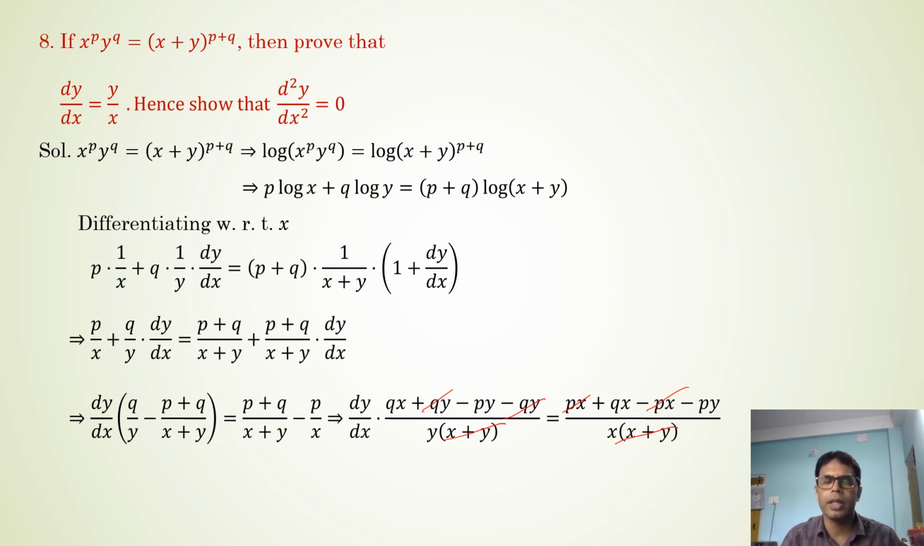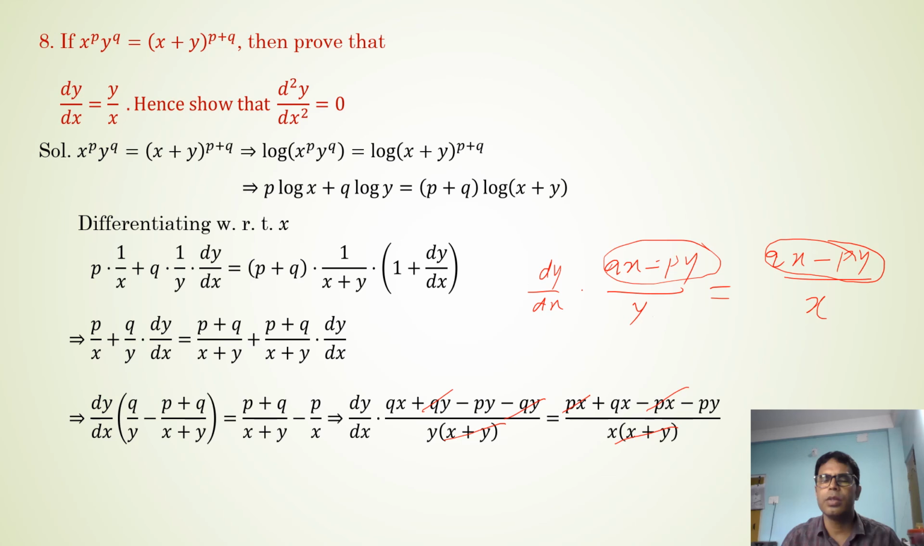Now see what remains in the numerator. On the left hand side now remains dy dx into the numerator, which is qx minus py divided by y, and on the right hand side remains qx minus py divided by x. Now you see this term is cancelled on the left hand side and the right hand side, and this y will go to the numerator. That means I get dy dx is equal to simply y by x. So this is the answer to the first part.